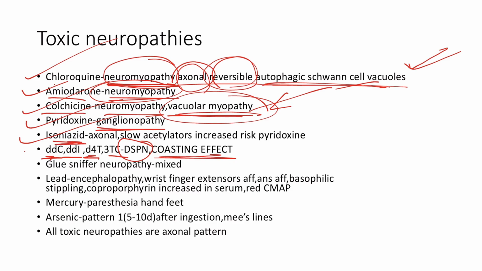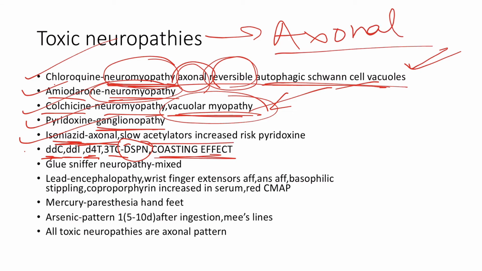as occurs in isoniazid toxicity. So this isoniazid toxicity is axonal. The toxic neuropathies, mostly they are axonal. Okay. And slow acetylators are at increased risk of pyridoxine deficiency. Okay. So give them pyridoxine supplementation.